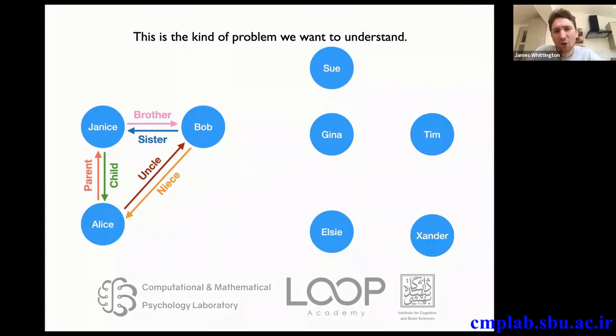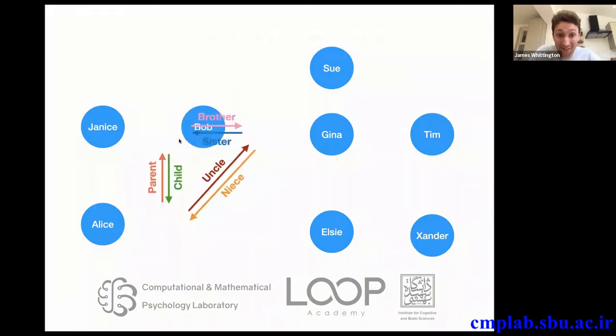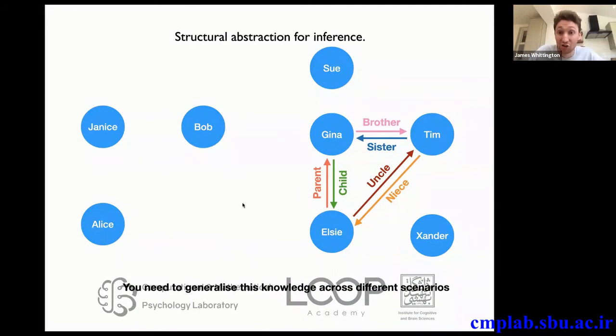But of course, that's not the only thing that we care about. We don't just care about one family, we care about many families. And what we want to do is abstract away this notion of relationships and structure and apply that to new situations. We want to generalize that knowledge to new scenarios. So now when I encounter this new family, I can immediately know what's going on because I've learned this abstraction from different families.